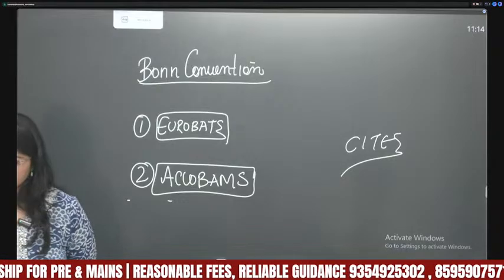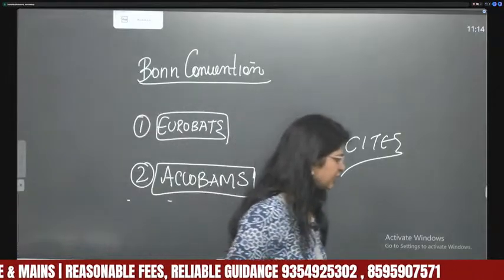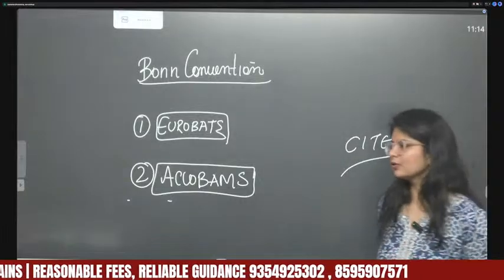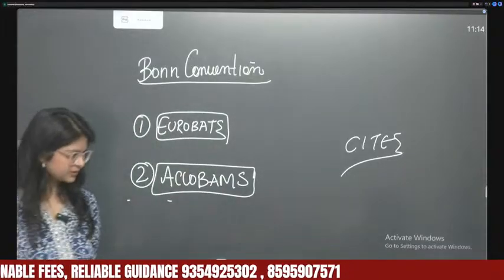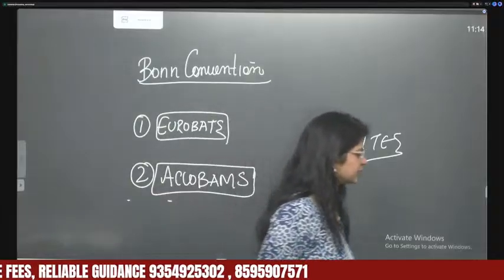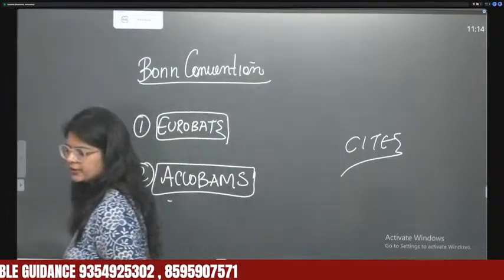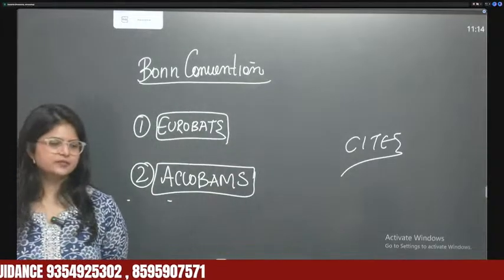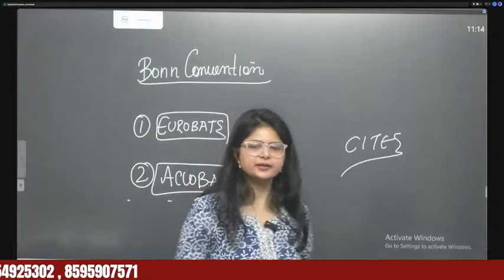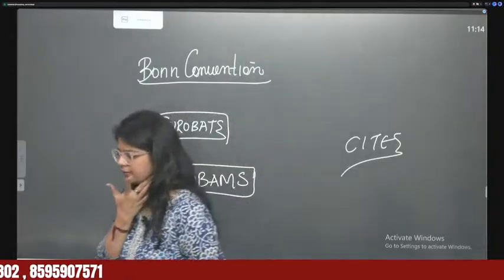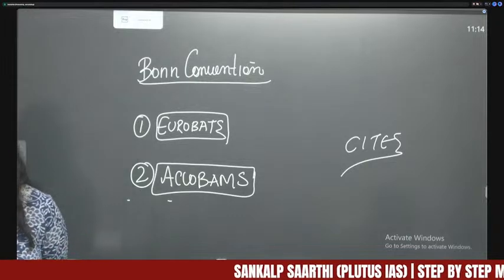Okay. So now coming back to the topic, write down. CITES was the contribution of IUCN, which is International Union for Conservation of Nature, comma, with the decision taken in 1963.